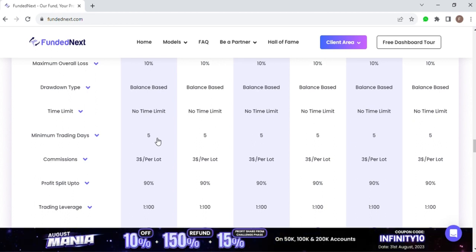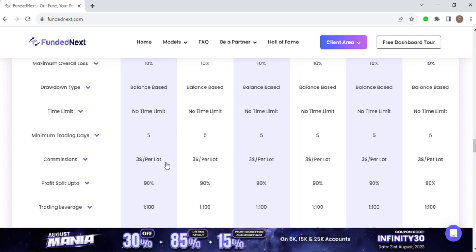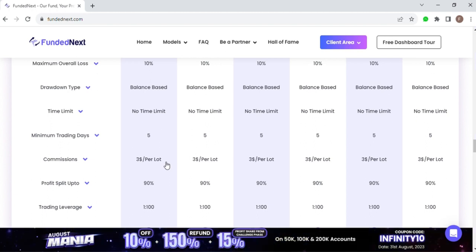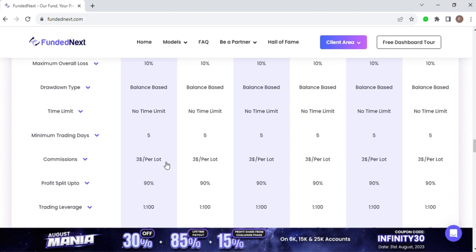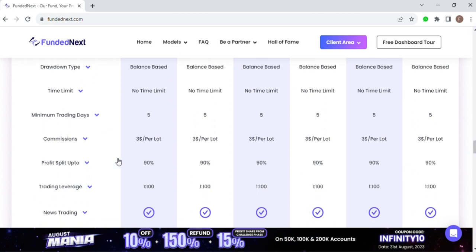And also you have a commission. You have $3 per lot. For one lot size, you'll be charged $3. And also you have a profit split up to 90%, but your first profit is going to be around 80%, your second is going to be at 85%, and then your third one is going to be 90%. So from there you're going to be receiving 90%.